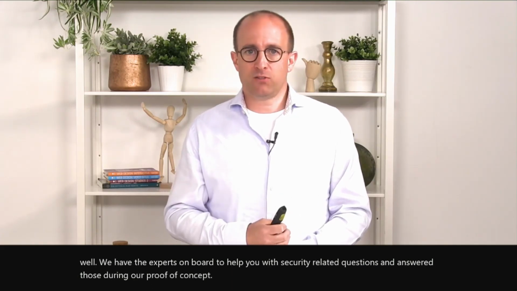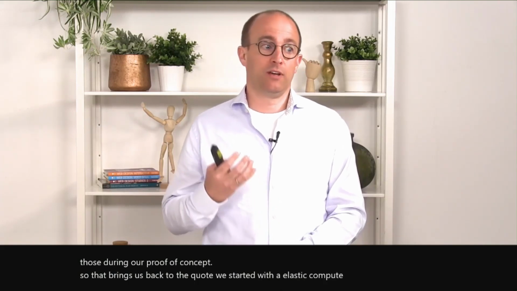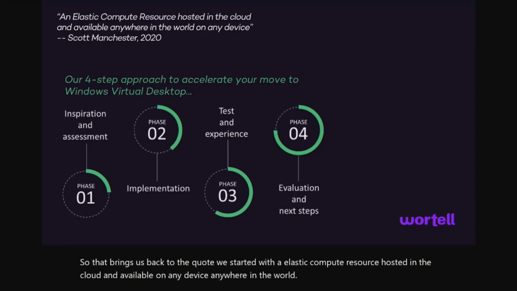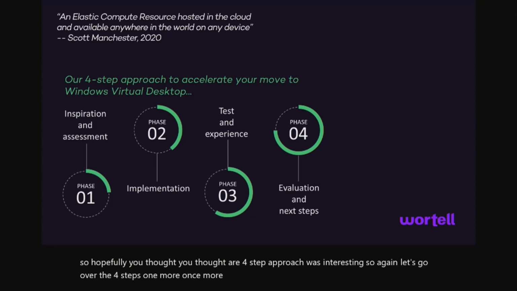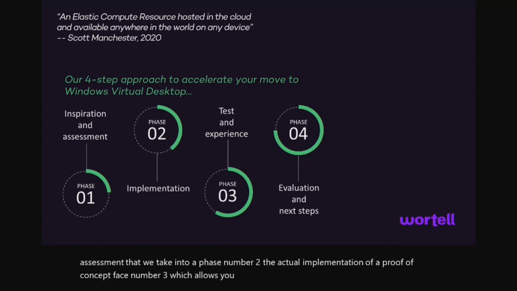So that brings us back to the quote that we started with: an elastic compute resource hosted in the cloud and available on any device anywhere in the world. So hopefully you thought our four-step approach was interesting. Again, let's go over the four steps once more. We have phase 1, which is all about inspiration and assessment. Then we take phase number 2, the actual implementation of a proof of concept. Phase number 3, which allows you to test drive the functionality. And phase number 4, evaluation and designing next steps.